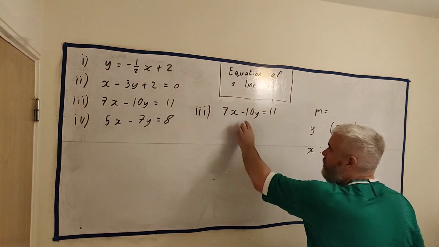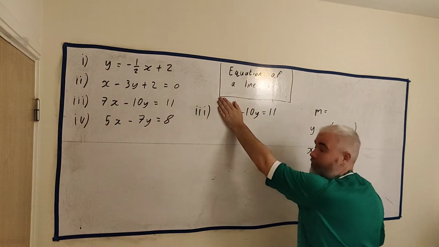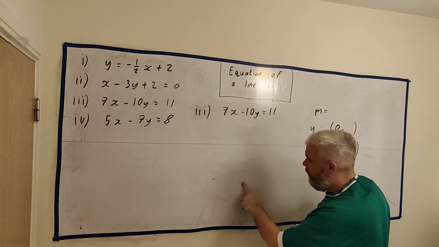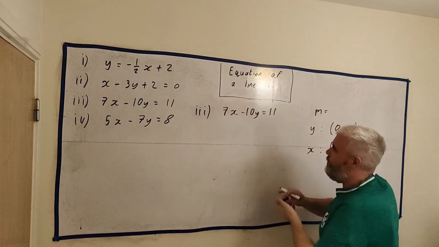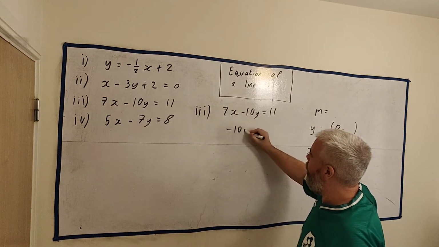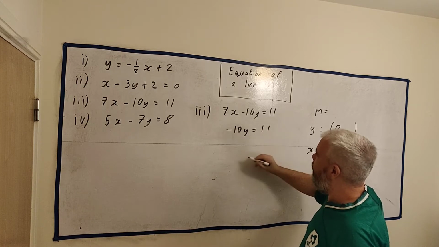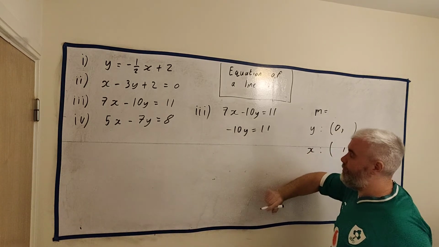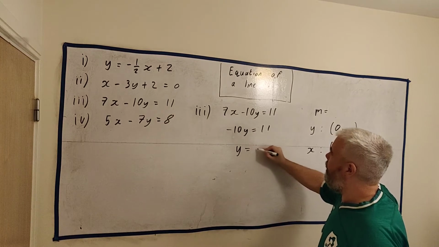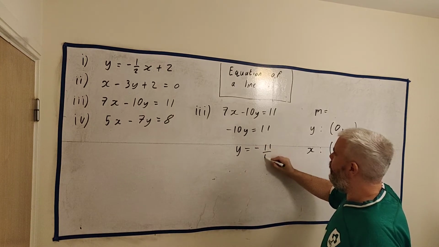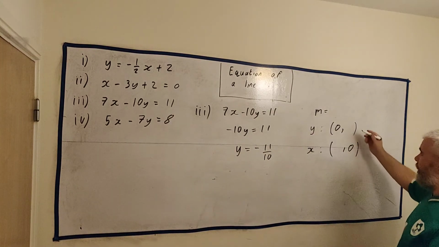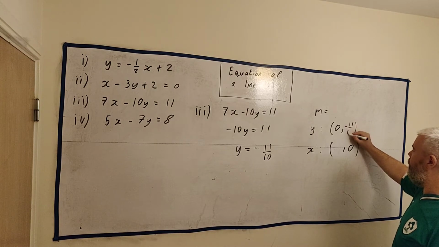x is 0, so let's just put a hand over that, which I often do, or in my copybook a finger. So that just means minus 10y equals 11. Divide both sides by minus 10. We get y is equal to minus 11 over 10. That's it, we're done on that one.